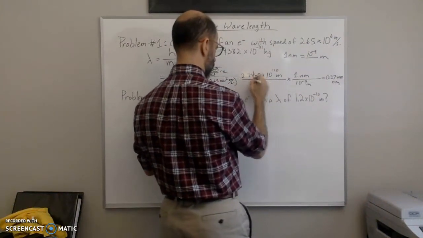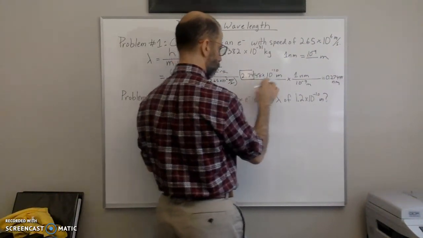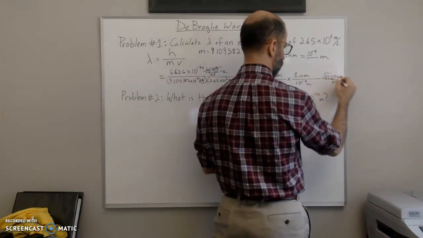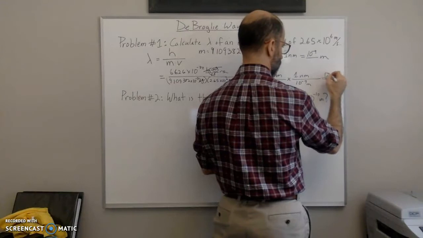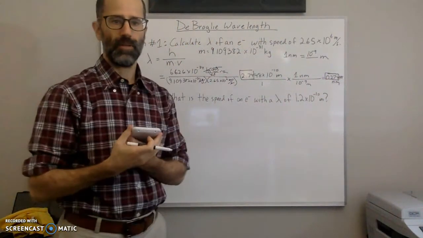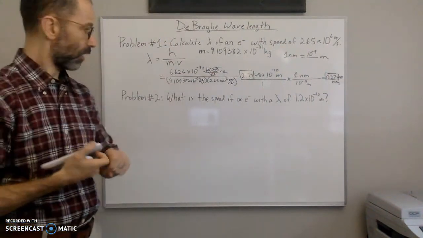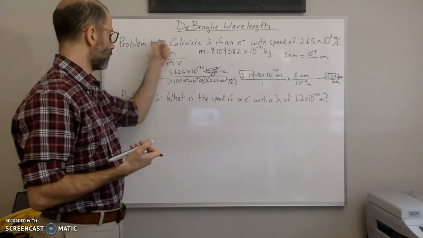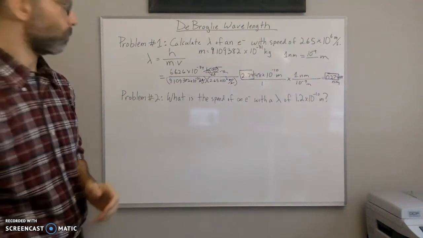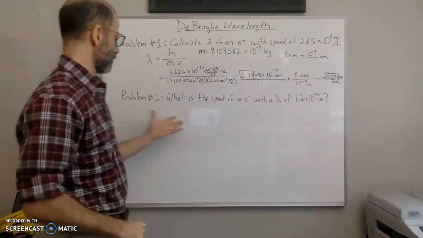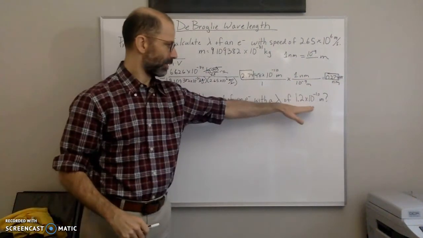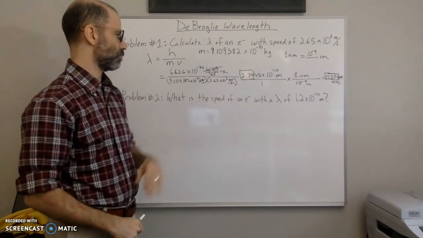So I would cut it off at 2.74 times 10 to the negative 2, or 0.74 nanometers. So that's the first problem. Again, we just use de Broglie's equation to find the wavelength. In this example here, they're giving us the wavelength this time, but now they want the speed.